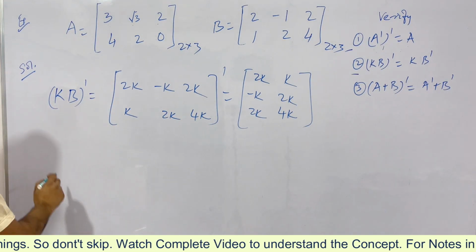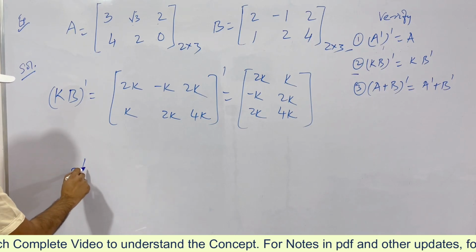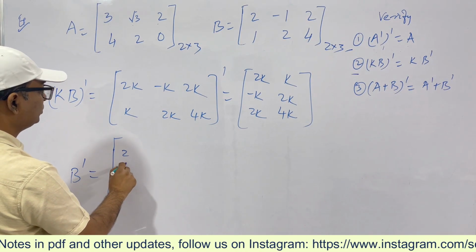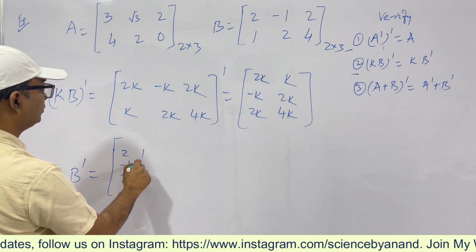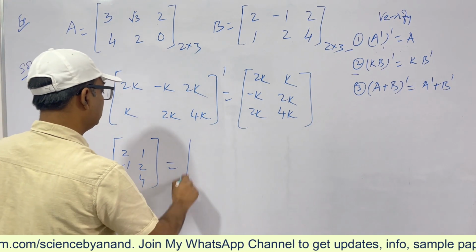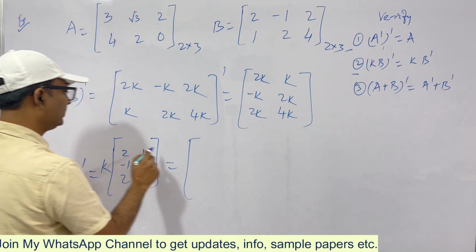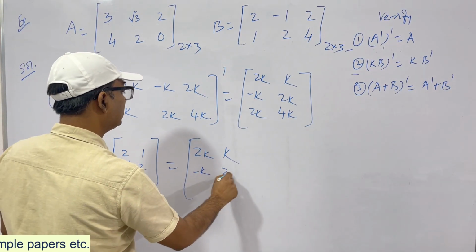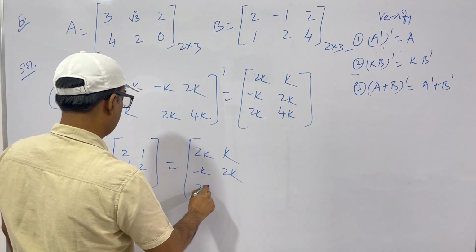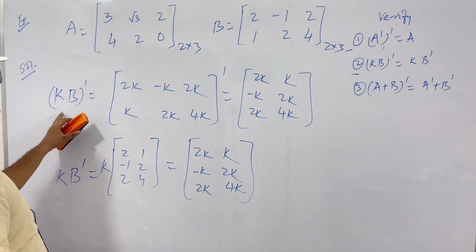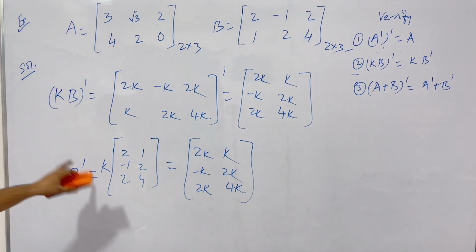Now we'll take kB'. First of all, let's see what is B'. B' is equal to 2, -1, 2; 1, 2, 4, and let's multiply it with k. What we'll get? This will become 2k, -k, 2k; k, 2k, 4k. Now you can see this is equal to this. Therefore, (kB)' is equal to kB'.